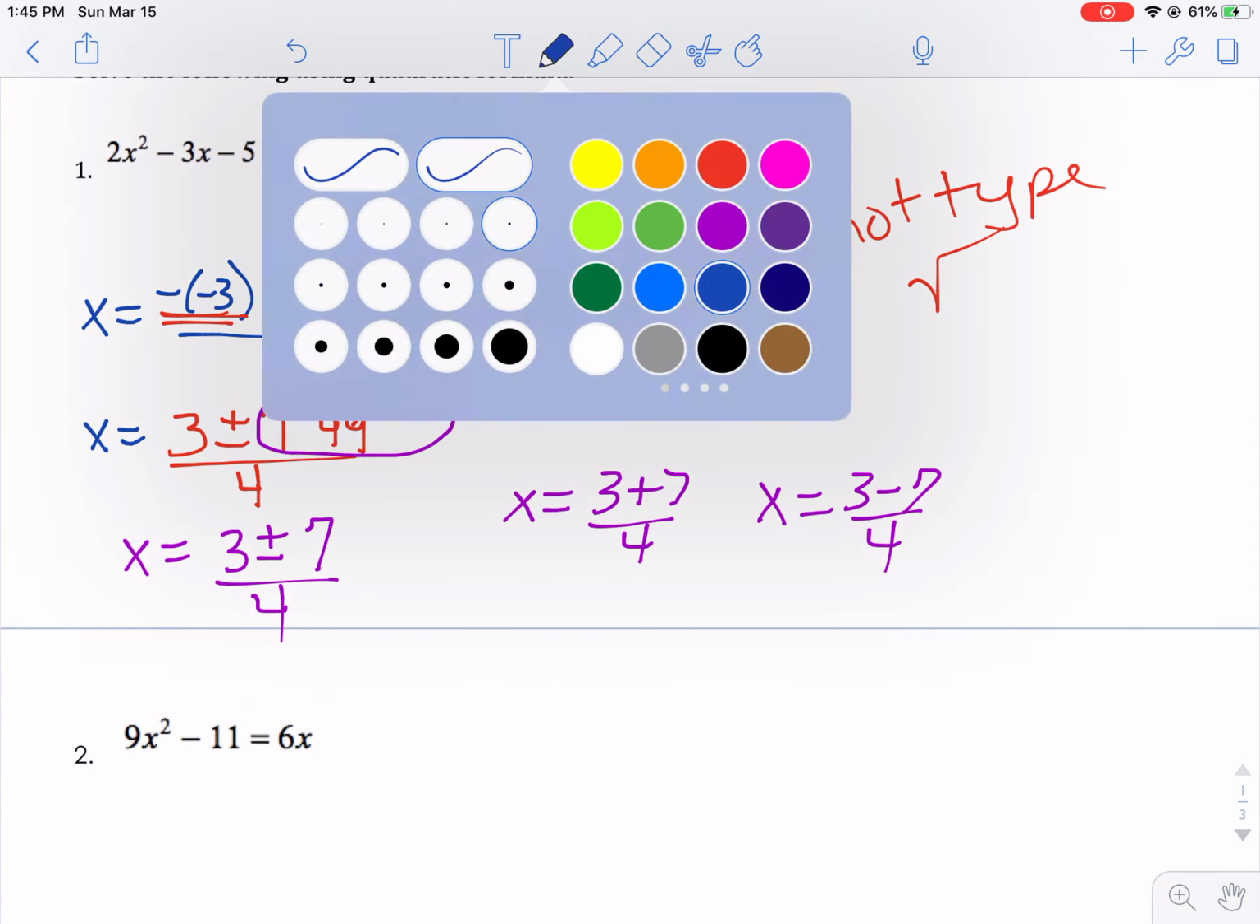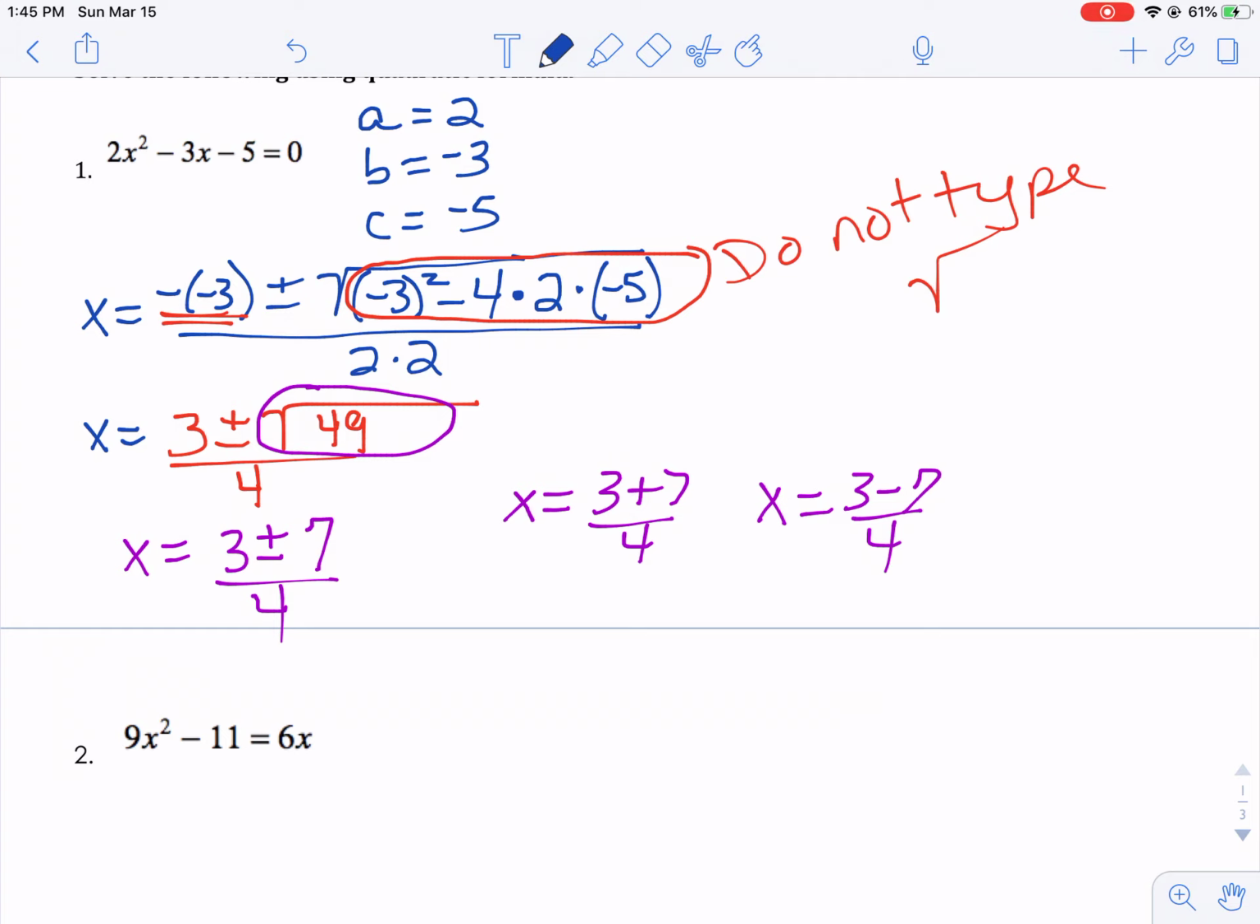Now remember, when you're dealing with fractions, do not type that all at once into your calculator. You will get the wrong answer. So figure out what the numerator is. 3 plus 7 is 10. Then do 10 divided by 4 in your calculator, and it's going to tell you 2.5.